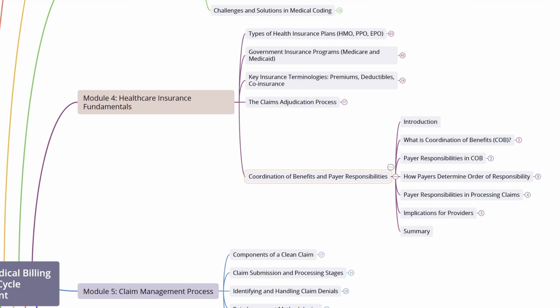When patients have multiple insurance, the coordination of benefits determines primary and secondary payers. This segment lays out the policies to avoid overpayment, duplicate billing, and delays in reimbursements.